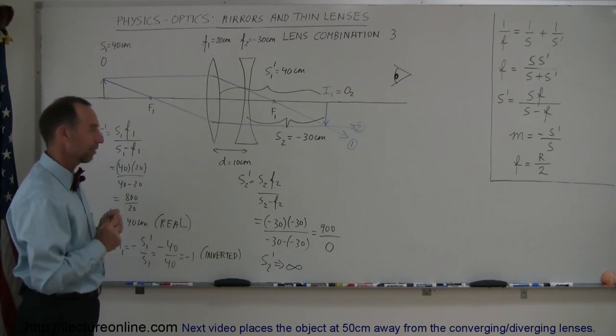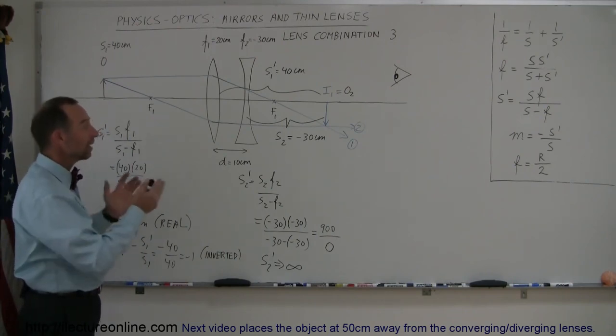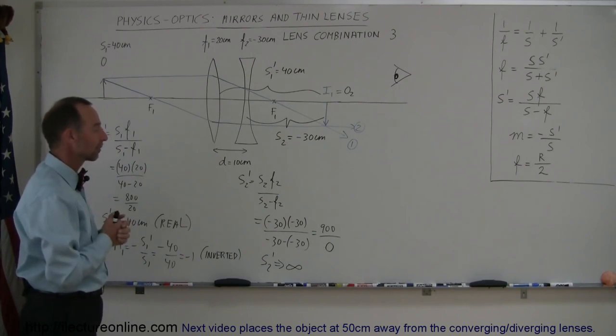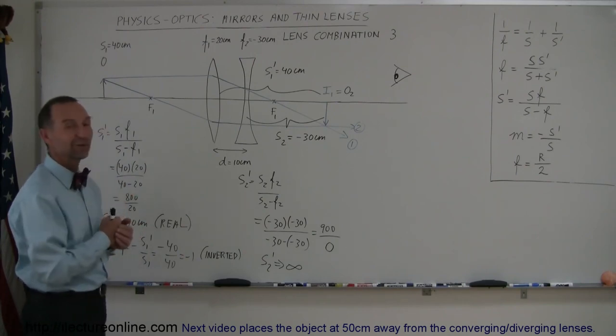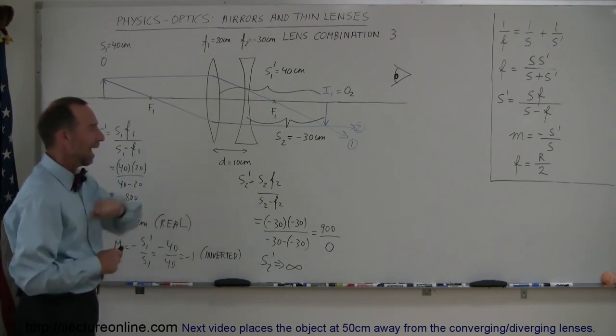All right, I guess I'll have to show you another example where that's not the case, and that way we can see how the second image forms. So come back for the next video, and you'll see how we do another lens combination where we don't have an image at infinity.